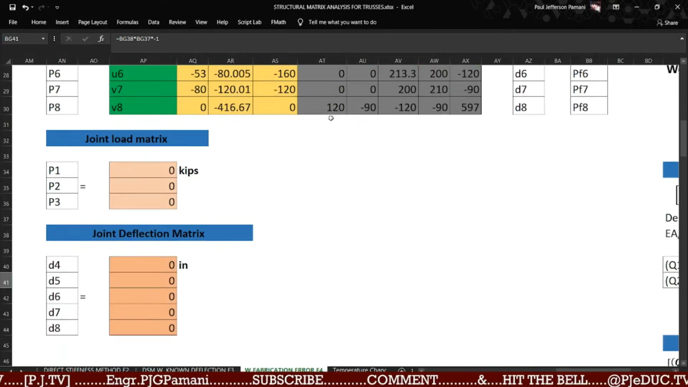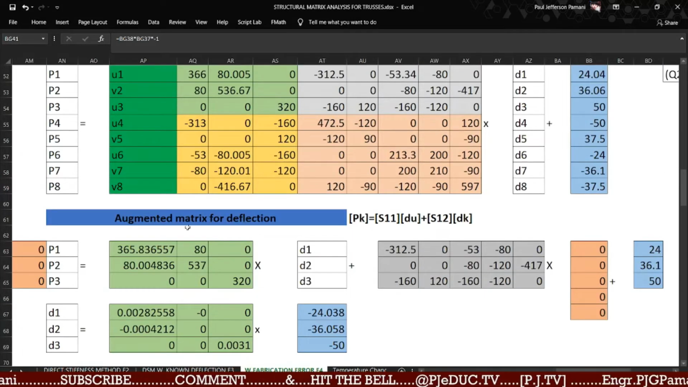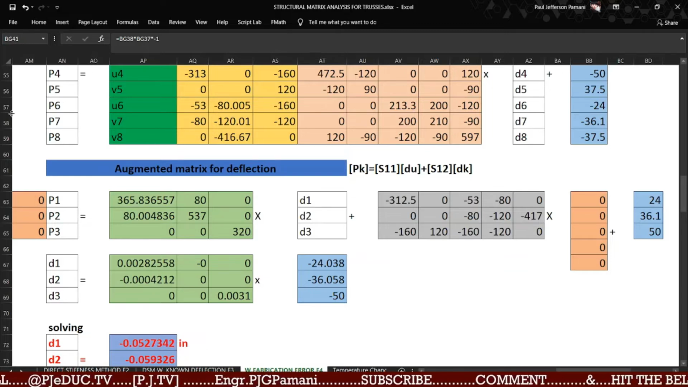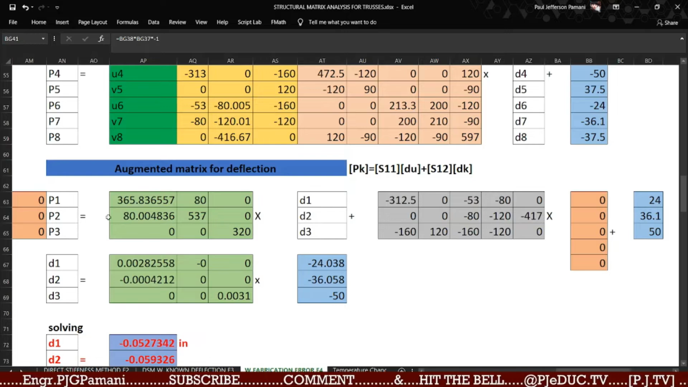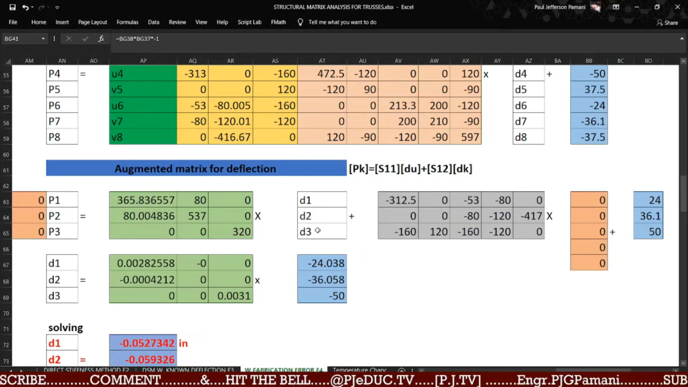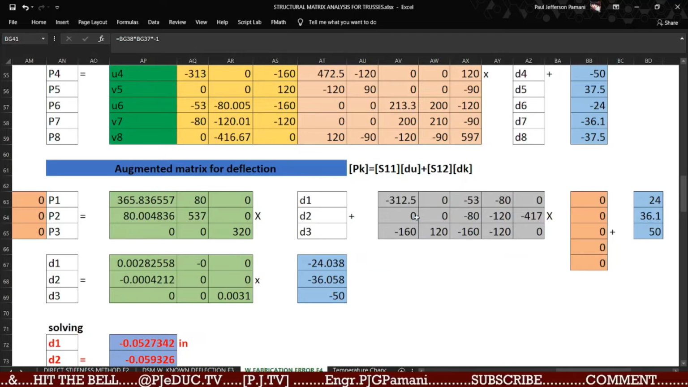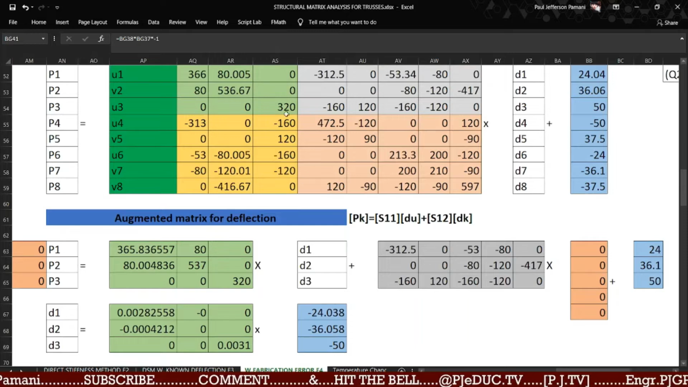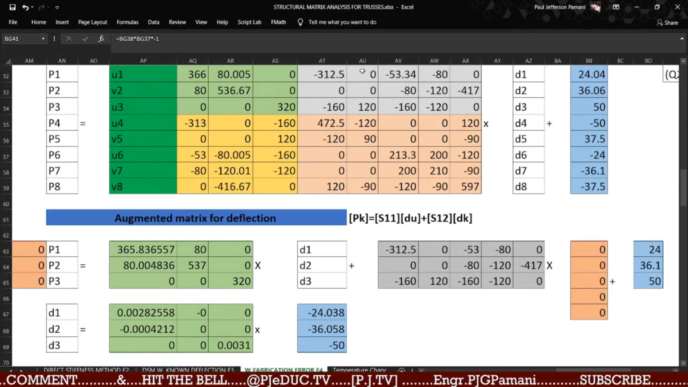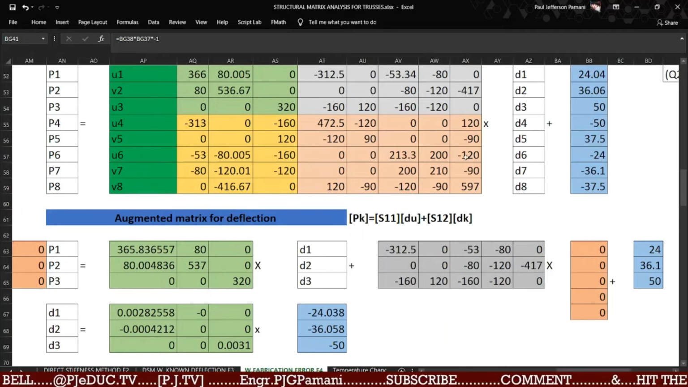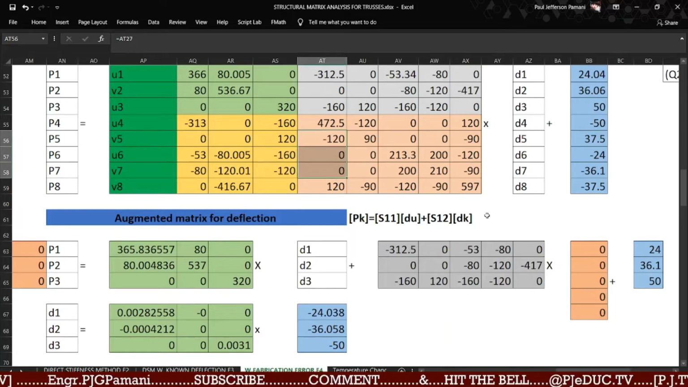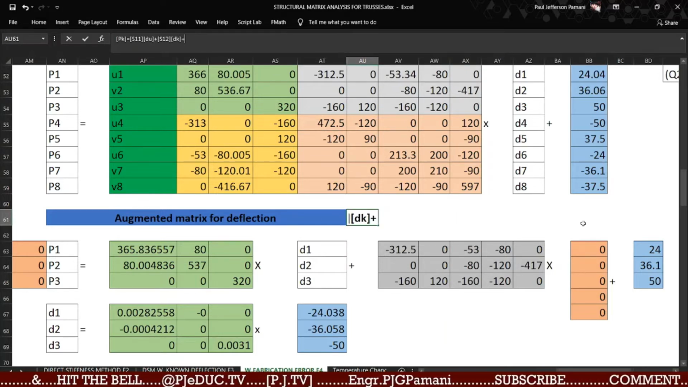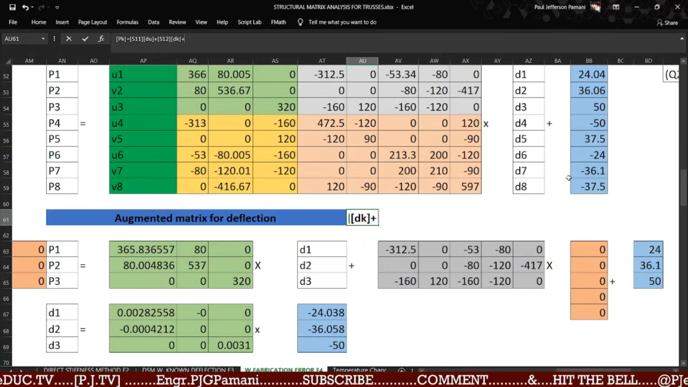So, para sa adjustment, ito na ngayon yung ating bagong formula. For the augmented matrix for deflection, that is now equal to the known forces, P1 to P3, equal now to the matrix S11 times the unknown deflection plus the matrix S12 as shown. Tignan yung coloring. Binigay ko para madaling makita kung anong section yan. Ito yung S11, ito yung S12, ito yung S21, ito yung S22. Okay? Then, multiply it with the known deflection. And lastly, add them up with the adjustment force for P1 to P3.